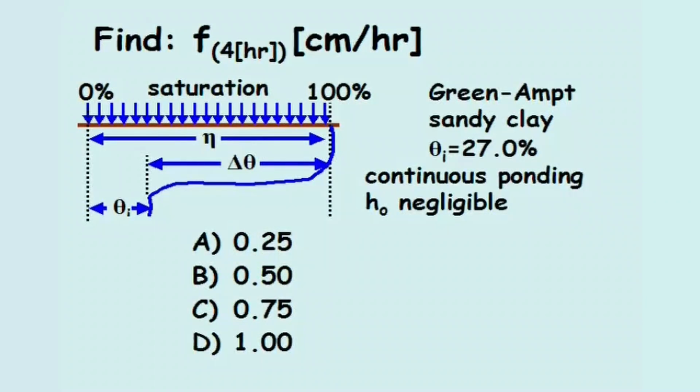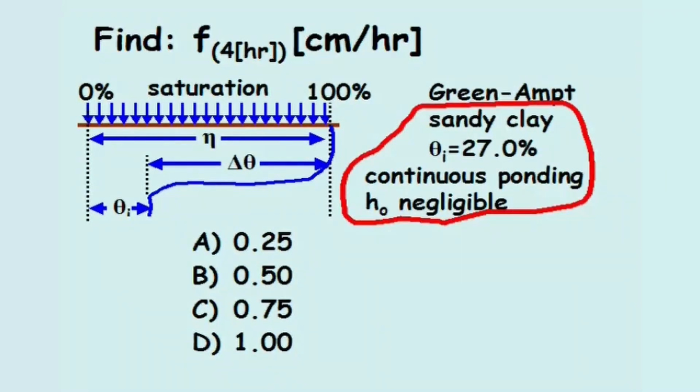Find the infiltration rate of the soil after 4 hours in centimeters per hour. In this problem, a sandy clay soil with an initial saturation of 27% undergoes continuous ponding with a negligible ponding depth.